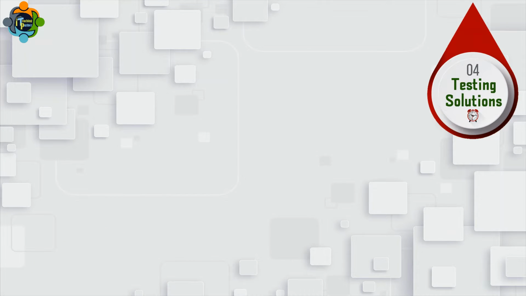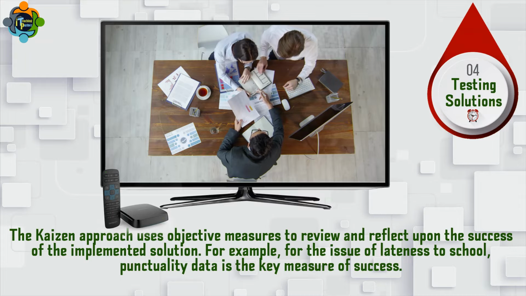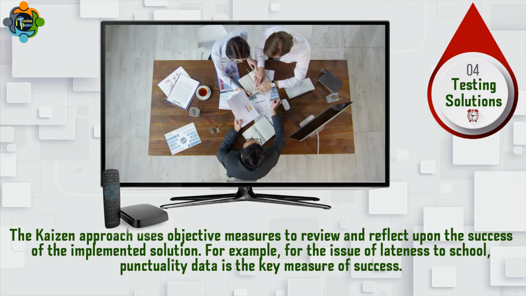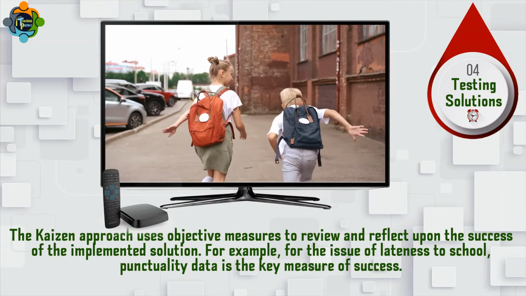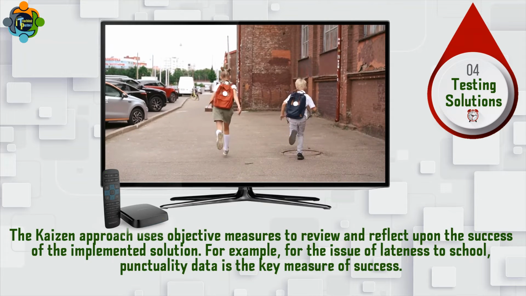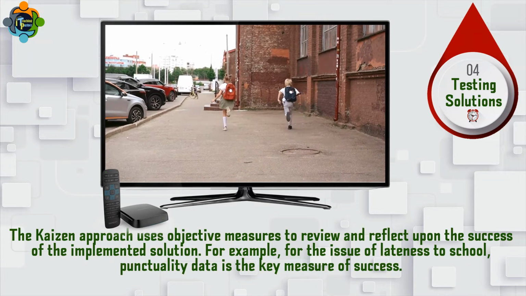Step number 4. Test the solution. The Kaizen approach uses objective measures to review and reflect upon the success of the implemented solution. For example, for the issue of lateness to school, punctuality data is the key measure of success.